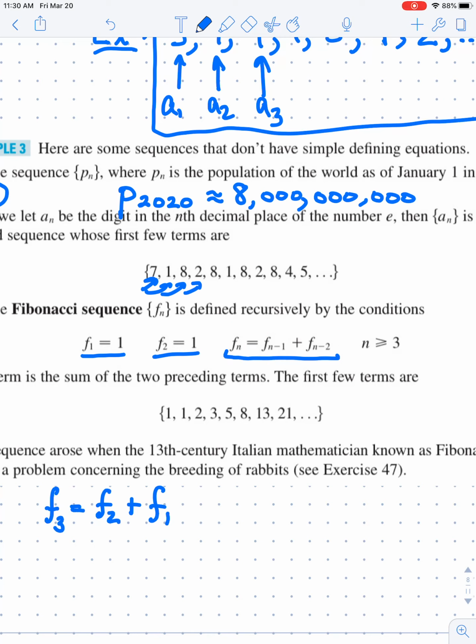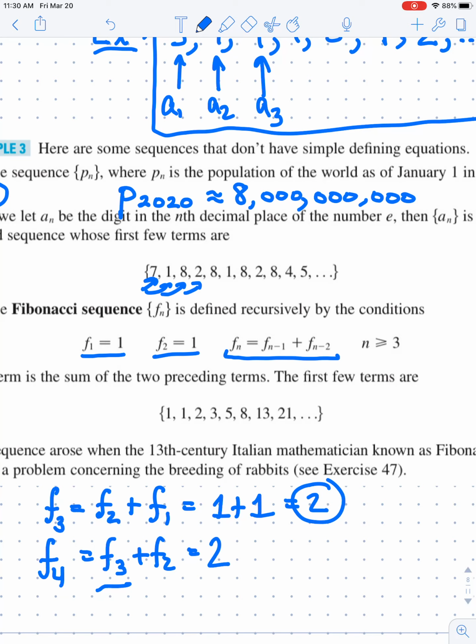So let's work it out. That would be f2 plus f1, so that's 1 plus 1, that's 2. F4, well, that would be f3 plus f2. f3 is equal to 2, f2 is equal to 1, so that would be 2 plus 1, that's 3. And we see this nice pattern, right?